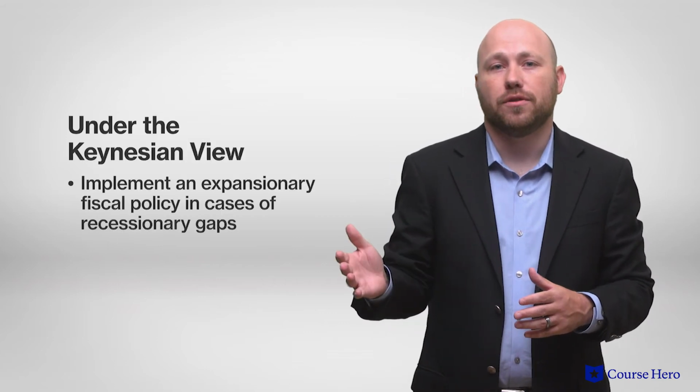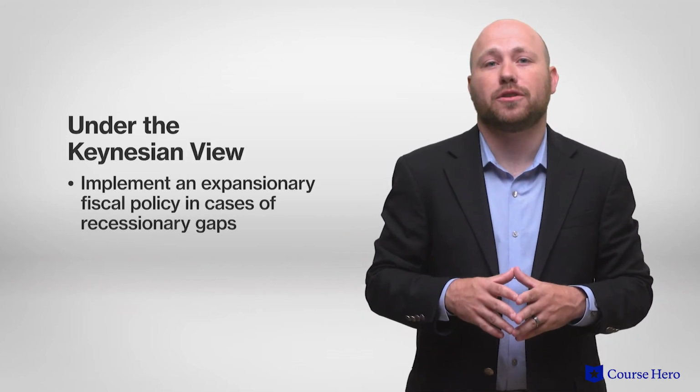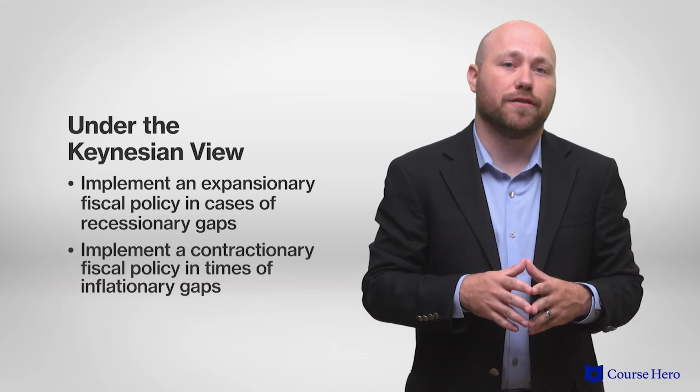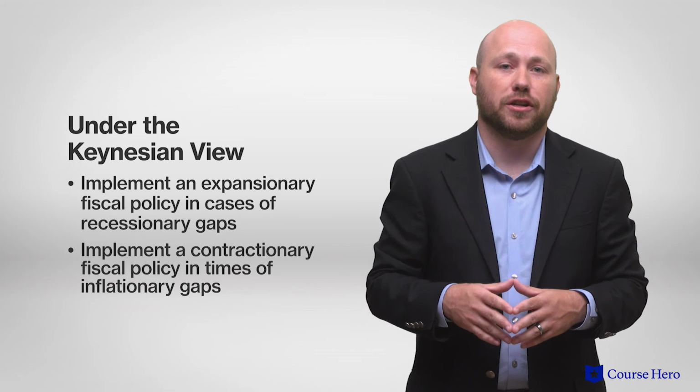Under the Keynesian view, the government should implement an expansionary fiscal policy in cases of recessionary gaps, and should implement a contractionary fiscal policy in times of inflationary gaps. These policies focus on shifting aggregate demand to hopefully smooth out short-run fluctuations in business cycles.